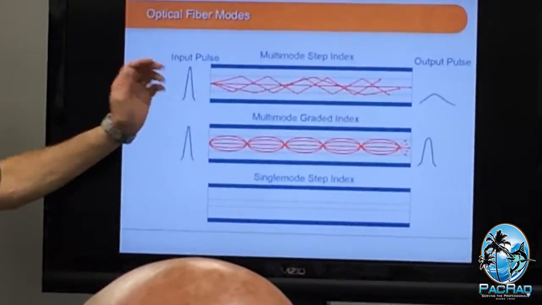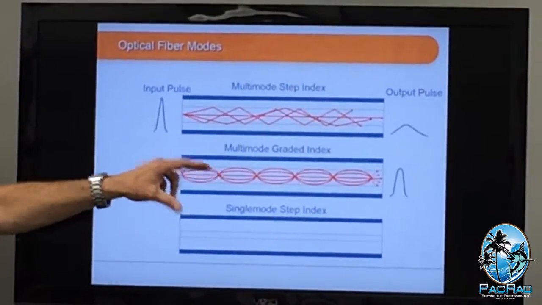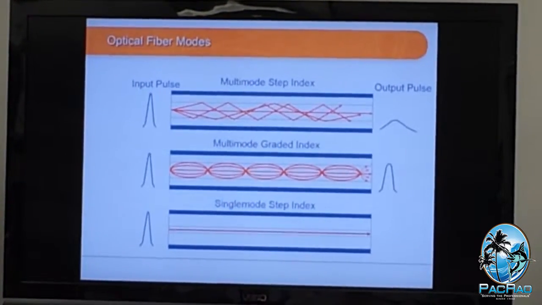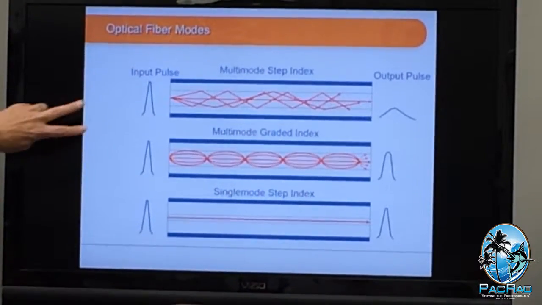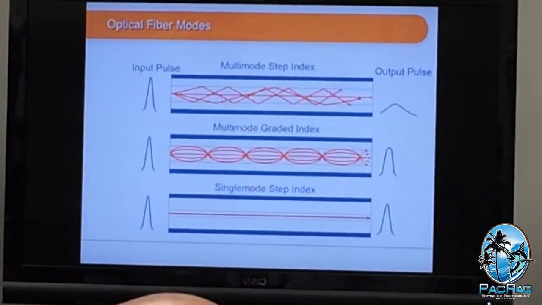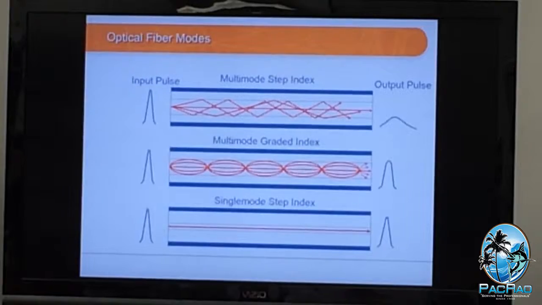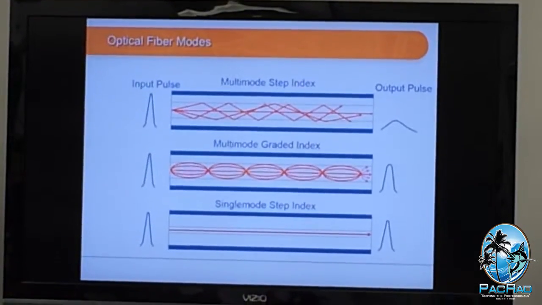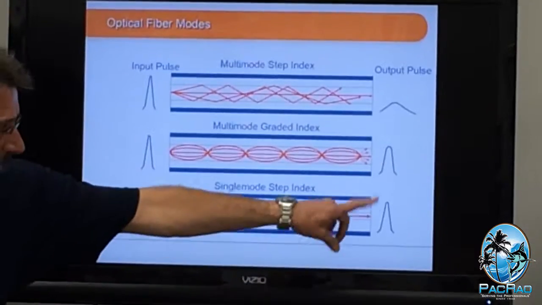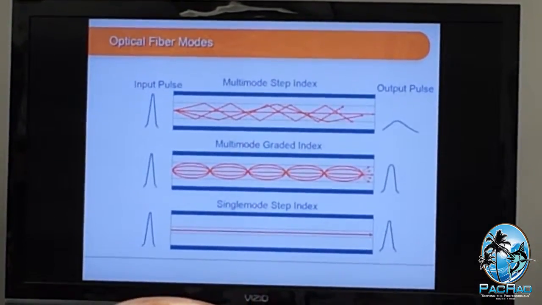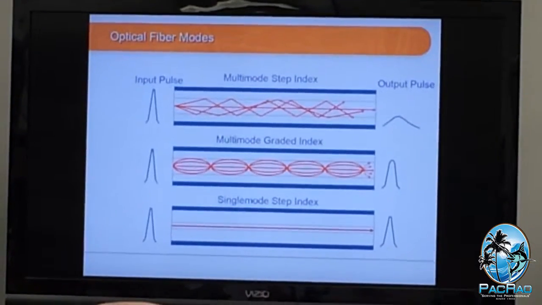Step index, which is just glass to glass, graded index, which is doped to slow down the modes in the middle. Single mode, do I have to worry about what this is called, modal dispersion, by the way? Do I have to worry about modal dispersion with single mode? Why? Because there's only one mode. Only one mode, one path. Right. So single mode retains that waveform a whole lot better for a whole lot longer distance than either of the multimodes. Make sense? Okay.